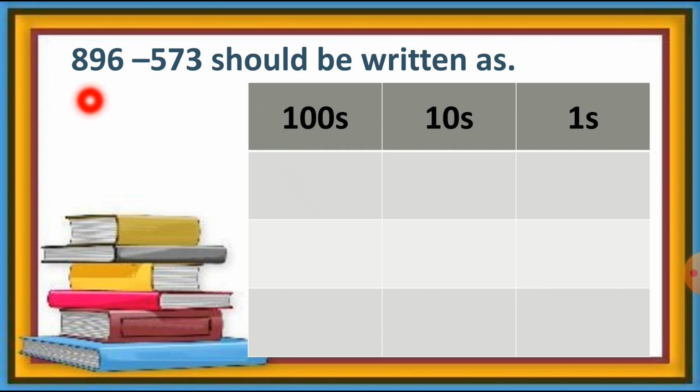Next example, 896 minus 573. So let's write the number 896 first. So 6 is at the ones place, so we can write it down at the ones column. Number 9 is at the tens place, so we can write it down at the tens column. And number 8 is at the hundreds place, so we can write it down at the hundreds column.